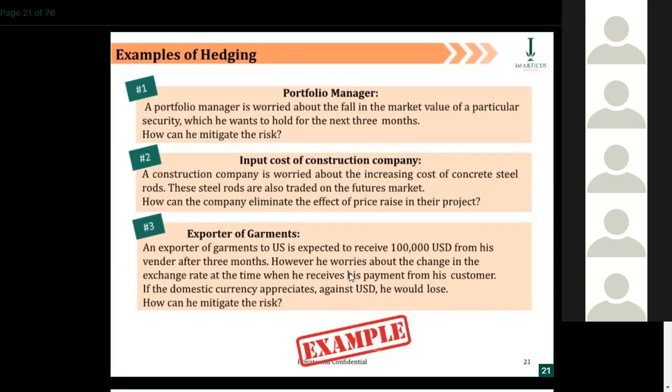The first is that a portfolio manager is worried about the fall in market value of a particular security, which he wants to hold for the next 3 months. How can he mitigate the risk? The second is the input cost of a construction company. The company is worried about the increasing cost of concrete steel rods. These steel rods are also traded on the futures market. How can the company eliminate the effect of price rise in their project? And the final one is an exporter of garments to the US who is expected to receive 100,000 USD. We have already done the same example.